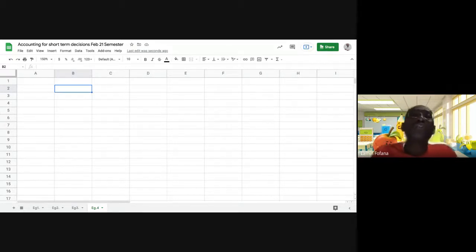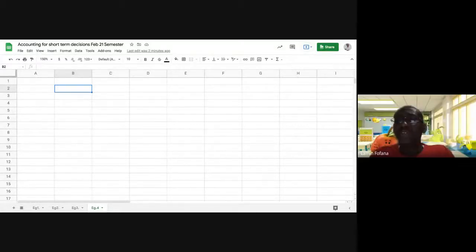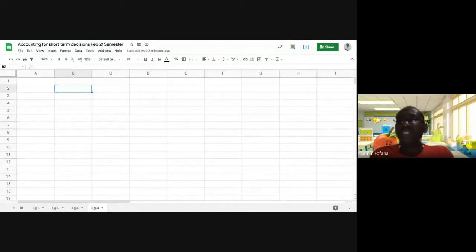So what should be our basis for the decision? Can someone tell me the basis for the decision? It's going to be division C. Yes, it is division C. So they've asked us to advise them whether we should shut down division C or not. Division C is making losses at the moment. So what do we do? What do we look at?